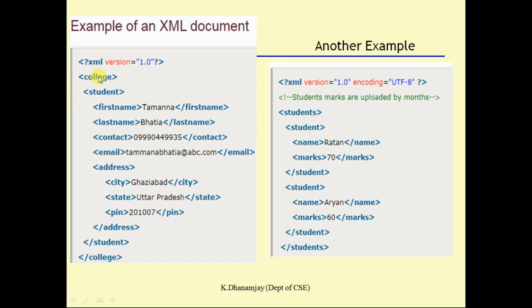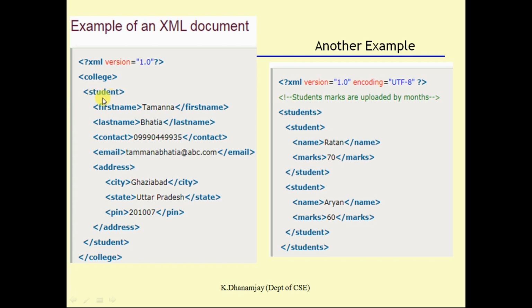So for a college, students will be there, right? So student or faculty. Student first name Tamanna, first name, last name Bhatia, contact number, email ID, like that. So whatever I specified, the entire things come under child elements, right? Child elements of student.